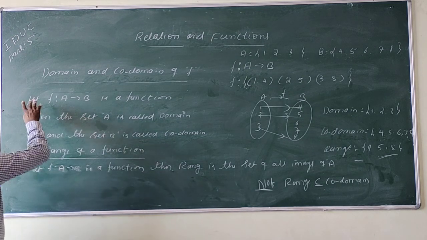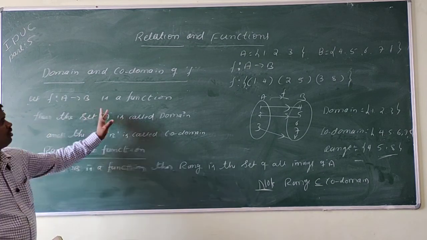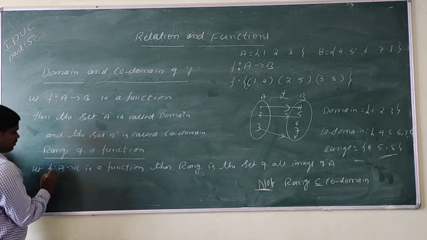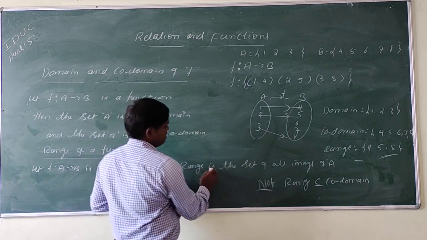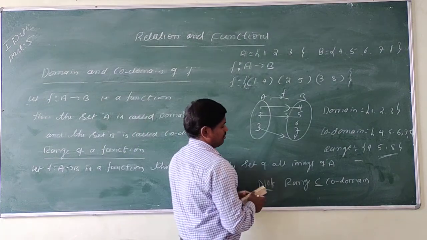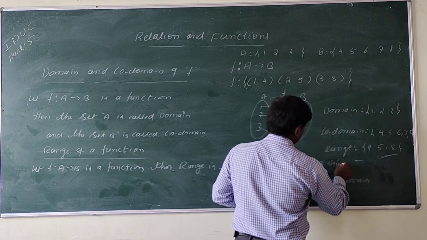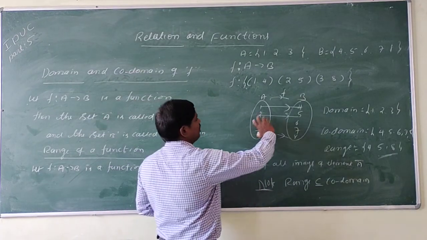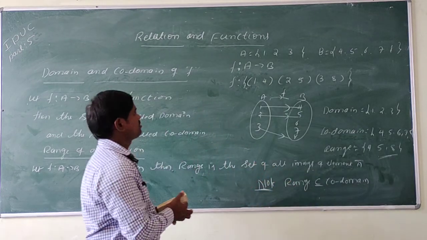Once again, f is mapping from A to B is a function, then the set A is called the domain and the set B is called the codomain. And range is, let f be mapping from A to B a function, then range is the set of all images of elements of A. That means the elements which are images of elements of set A. So that is the range. Okay, next.